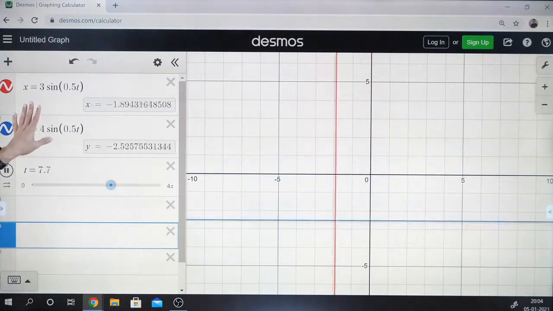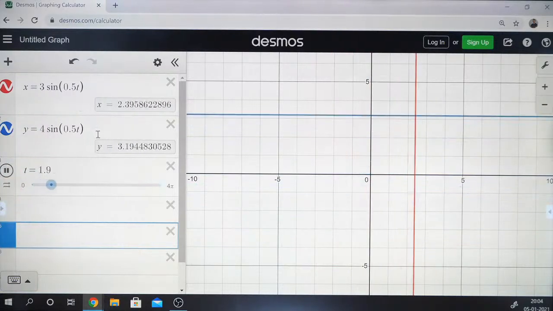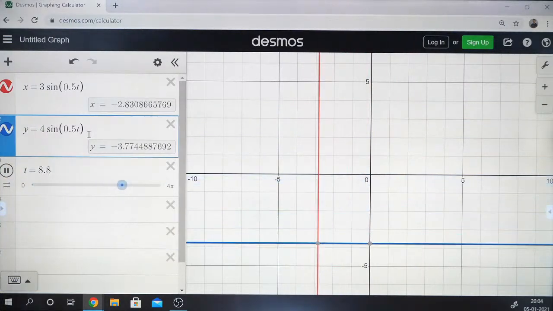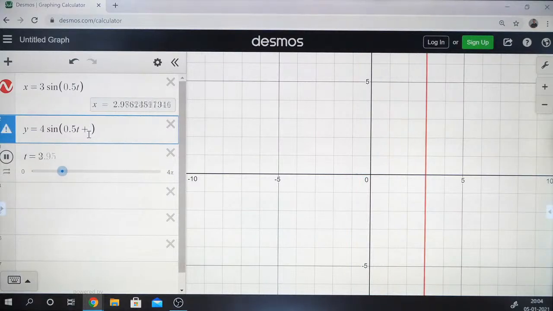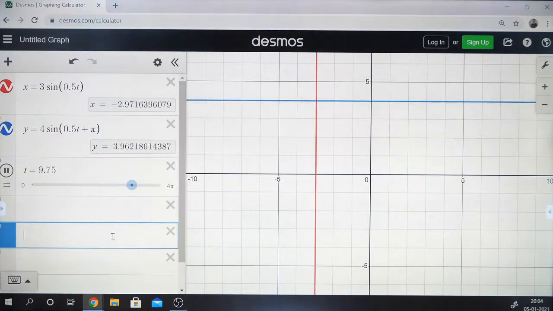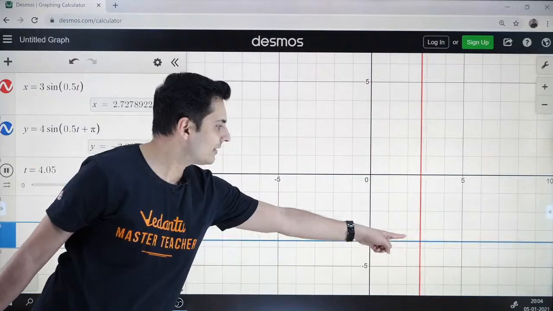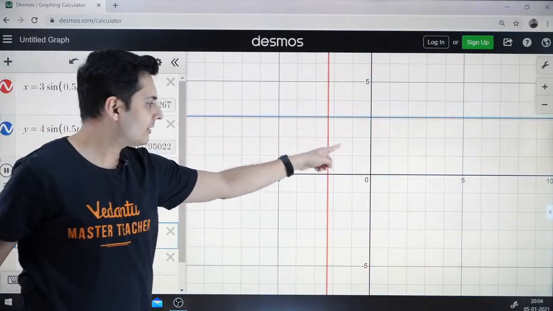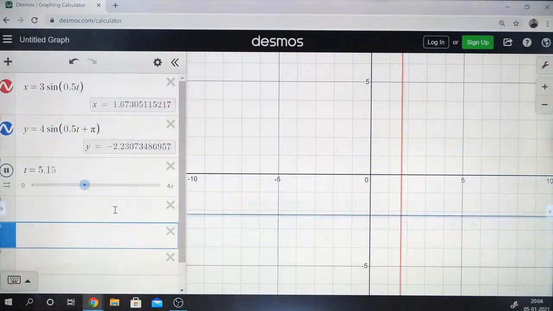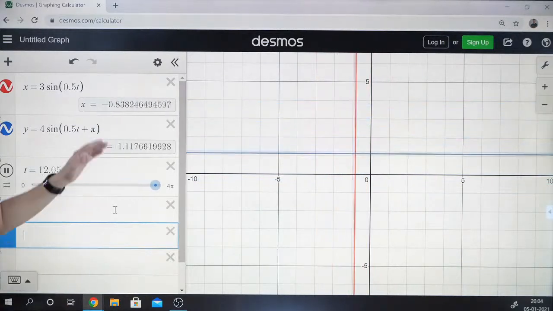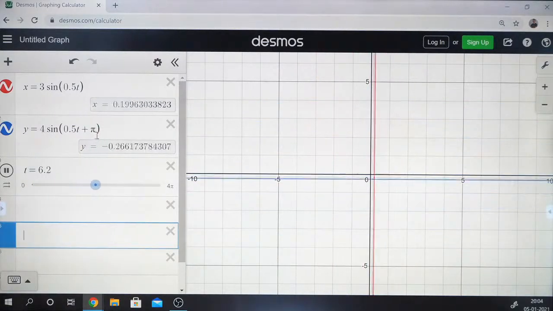I hope this is clear. Now let's add a phase difference. So let's add pi radians over here and see, guys, how the slope has changed. Look at the resultant motion, how it looks like. Do you see that negative slope?